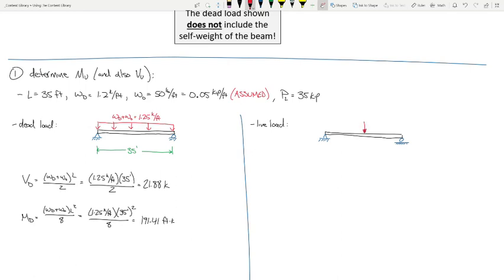Mr. Lingenfelter, what's that live load at midspan? I'm relying on you. 40 kip. 40 kips. What am I going to do? All right, this is 35 feet. And what we know about this problem is that this is set at midspan. So this is 17.5 feet. So what we need is VL, ML.